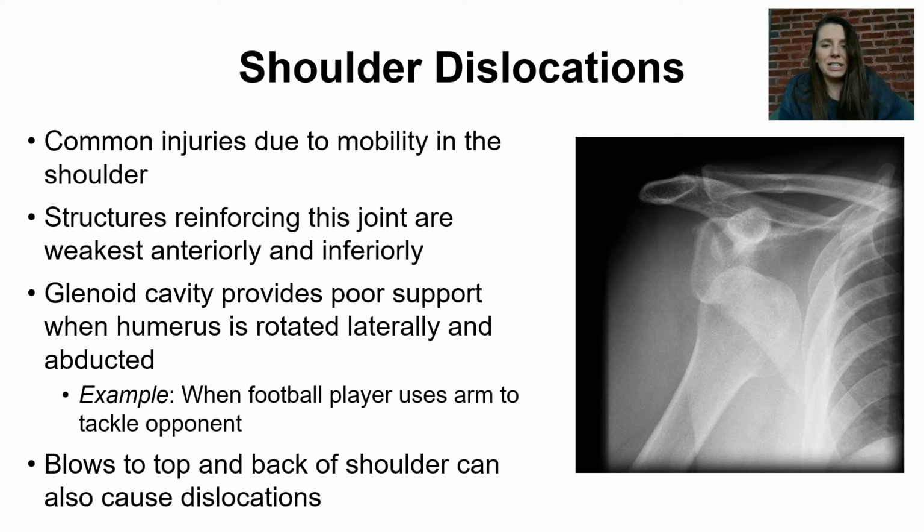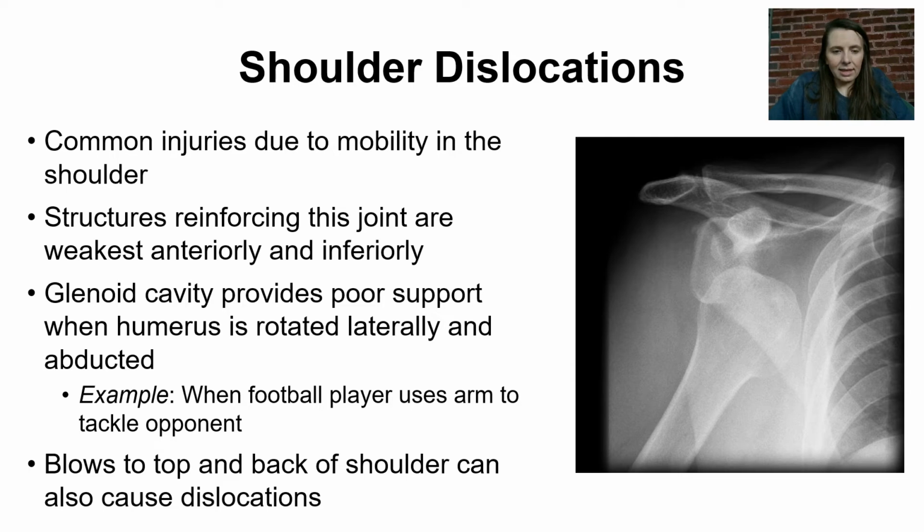And so in addition to this, remember I said the glenoid cavity just provides really poor support when the humerus is rotated laterally and abducted. So when it is rotated so that the biceps is facing kind of up, and then it's also away from your body, your arm. For example, when a football player would use an arm to tackle an opponent, the glenoid cavity gives us really poor support in that sort of situation.